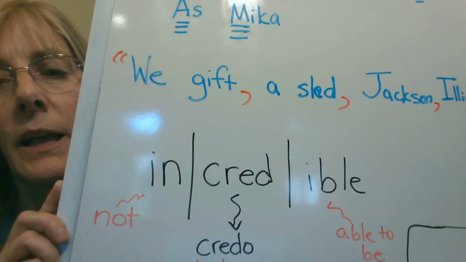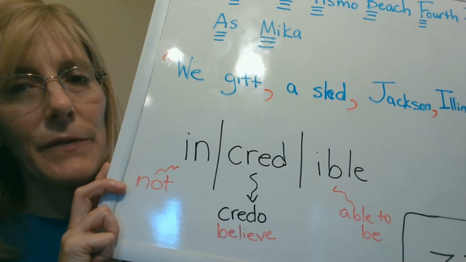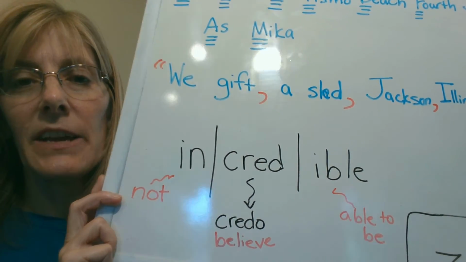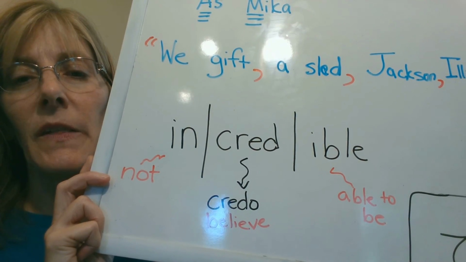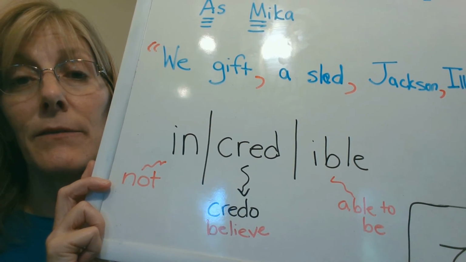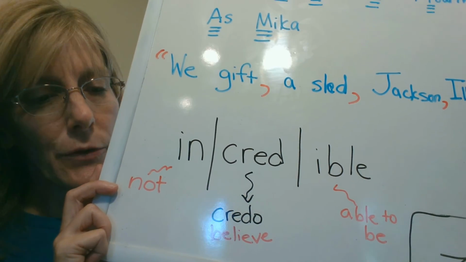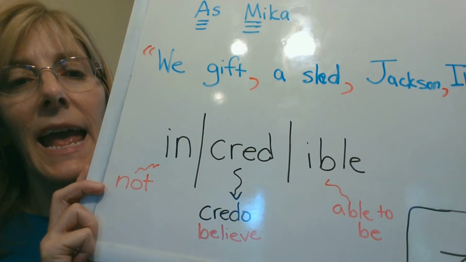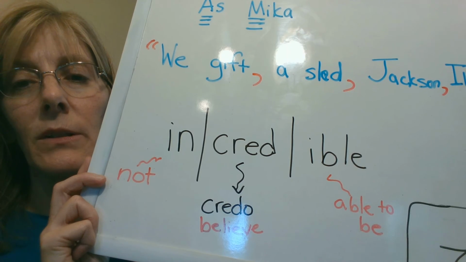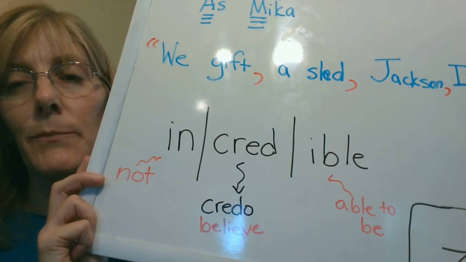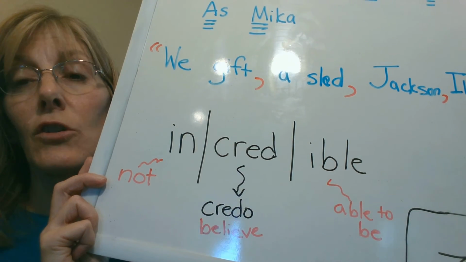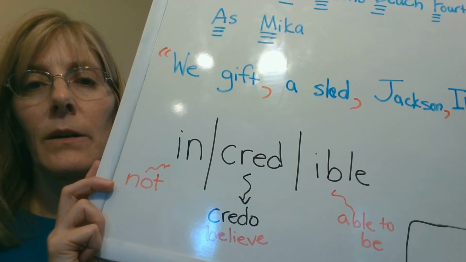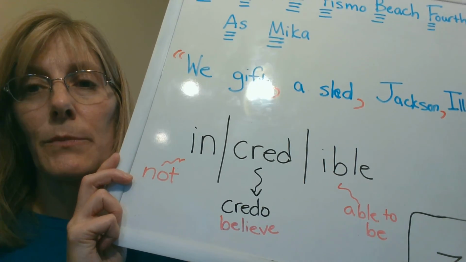Incredible. In is a prefix. In this case, it means not. Cred, C-R-E-D, cred is actually the root, and it comes from the Latin credo, which means believe. But for the purposes of this worksheet, the root is cred. And then able is a suffix which means able to be. So incredible literally means not able to be believed. If it was just credible, then it's something that is able to be believed. Okay? But the root of incredible is cred.